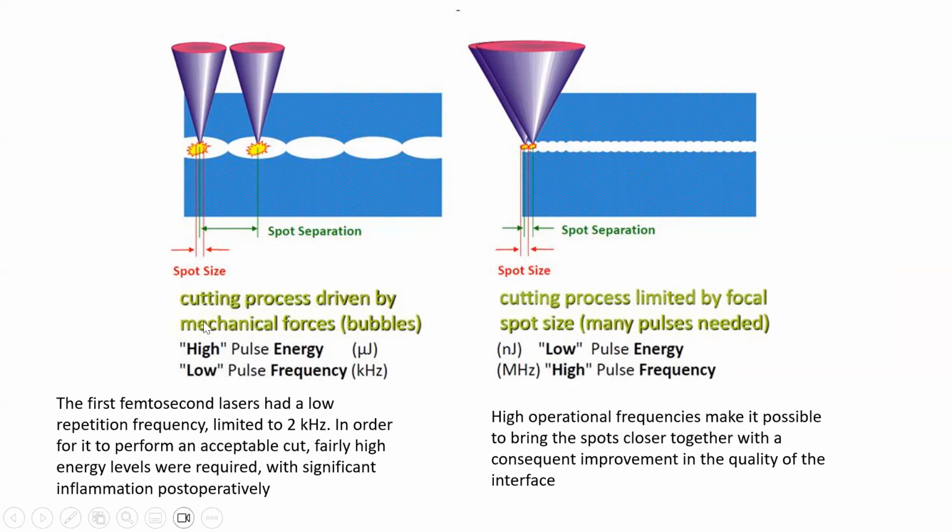So in the first image, we can see the high energy and low frequency laser, how it works, that there is a lot of spot separation in between, whereas the low energy and high frequency platforms have very little spot separation between them.